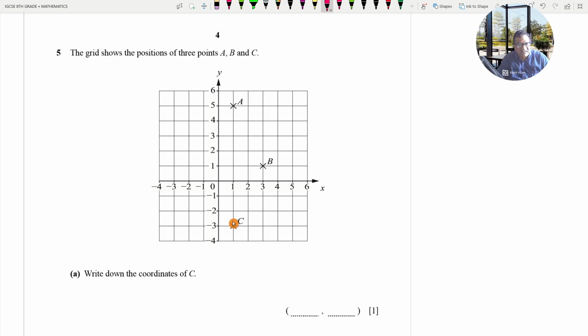So from C, I'll go perpendicular to the x-axis. I can see it is cutting at 1, so my x coordinate is 1. And from C, I'll go perpendicular to the y-axis, and I can see it is cutting at -3. My y coordinate is -3. So the answer is 1 comma -3.